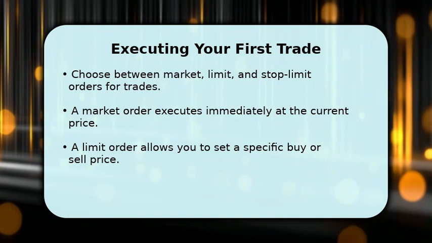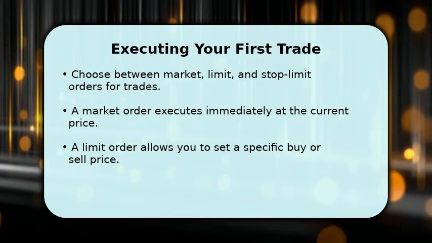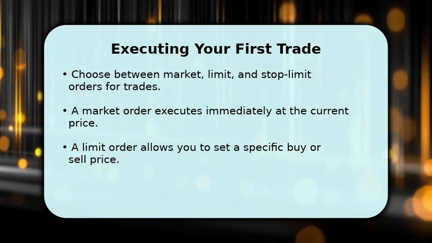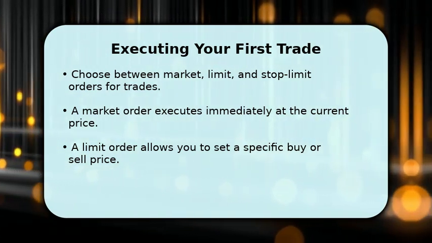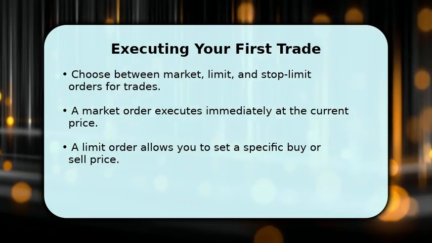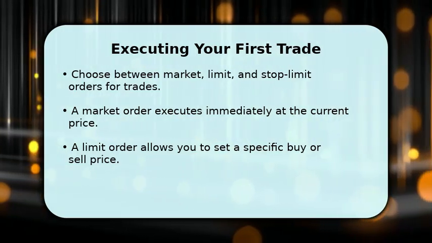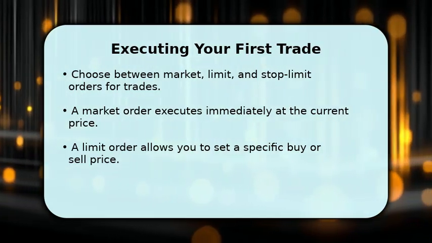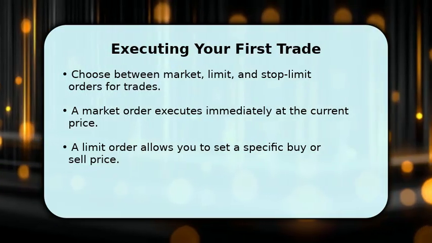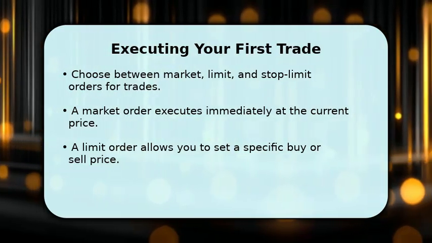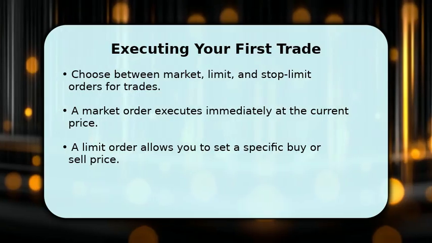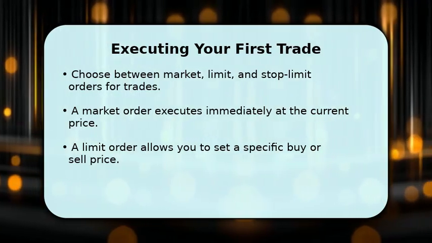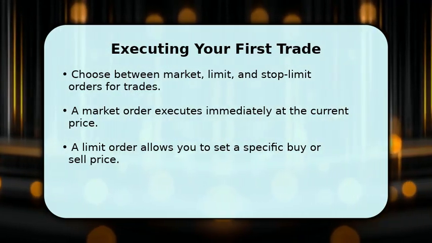When placing your first trade, understanding order types is crucial. A market order is the simplest, executing instantly at the best available price. For more control, a limit order lets you specify the exact price you wish to buy or sell at. It only fills when the market reaches your set price. Stop limit orders offer advanced risk management, combining a stop price with a limit price to protect your investments.